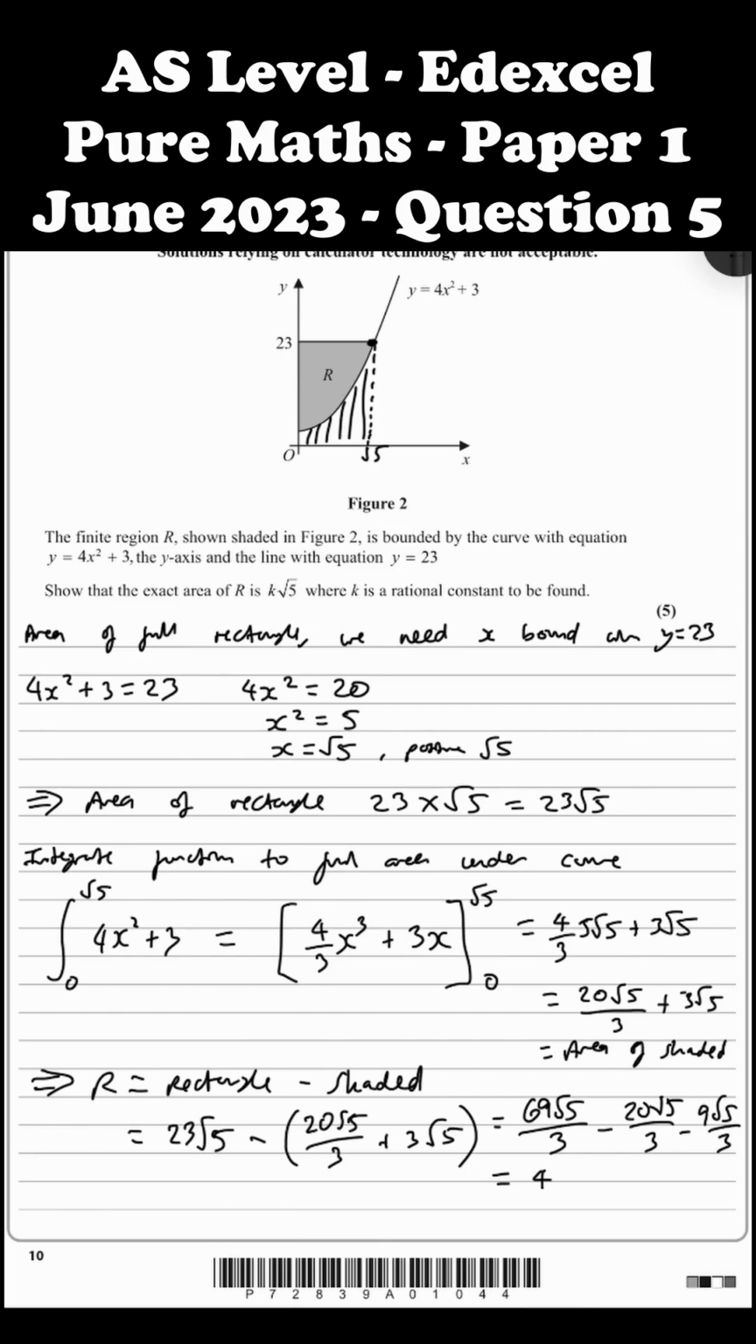Simplifying out gives us 40 over 3 root 5, and that is in the format that the question asked for. So we are done. That is our answer. Question number 6. The circle C has equation x squared plus y squared minus 6x plus 10y plus k equals 0, where k is a constant. Part A, find the coordinates of the centre of C.